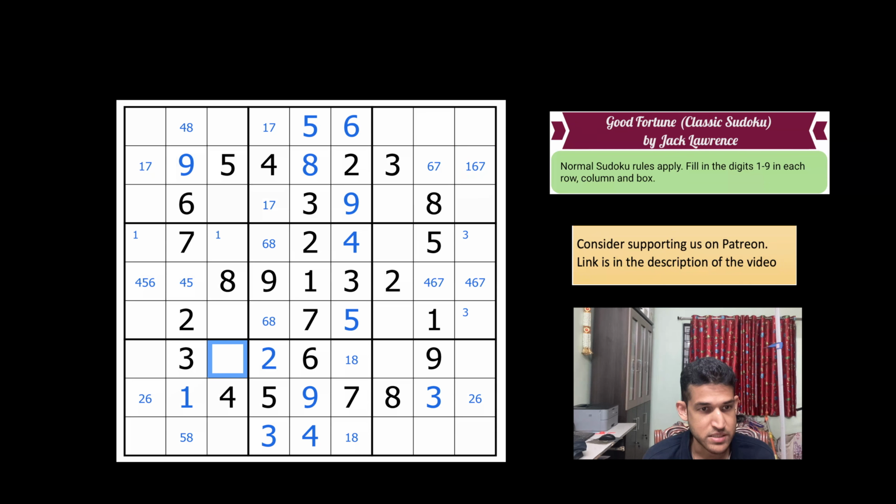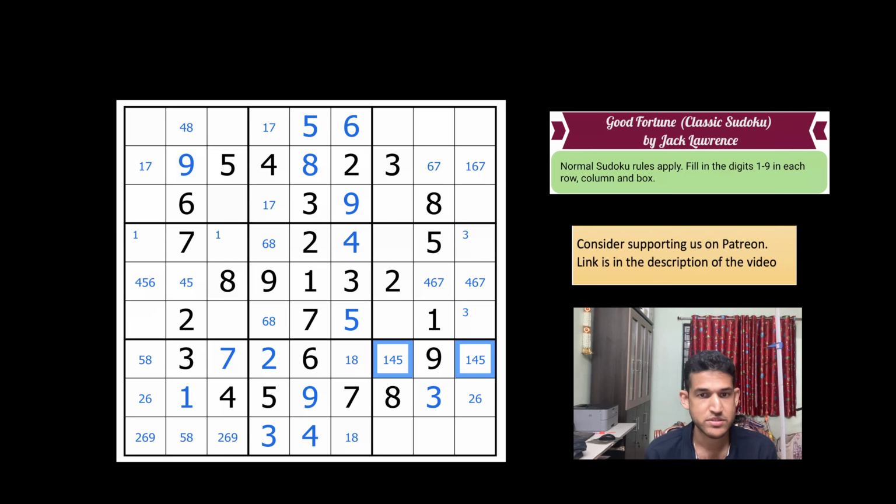Look at these two cells. 1, 3, 4 and 2, 6, 9 are ruled out. So these would be 5, 7, 8. 5 and 8 are ruled out. So this is a 7. This is a 5, 8. So 1, 3, 4, 7 and 5 and 8. These two would be 2, 6 and 9. And these two cells in row 7 has to be 1, 4 and 5.